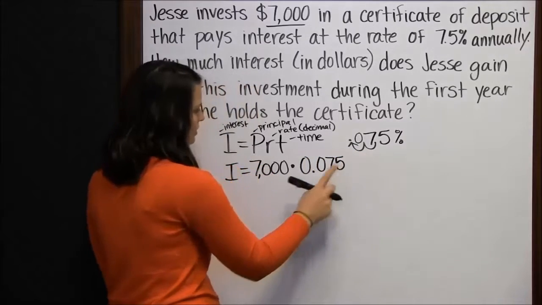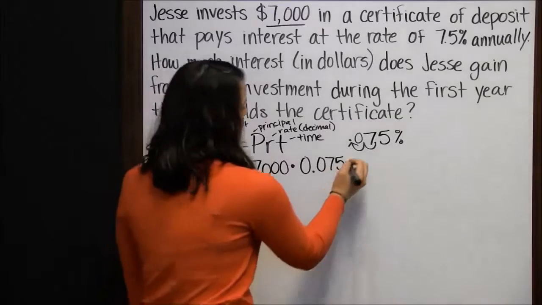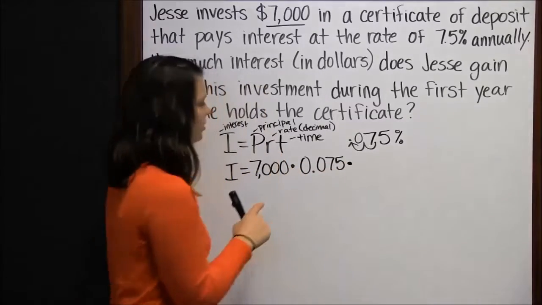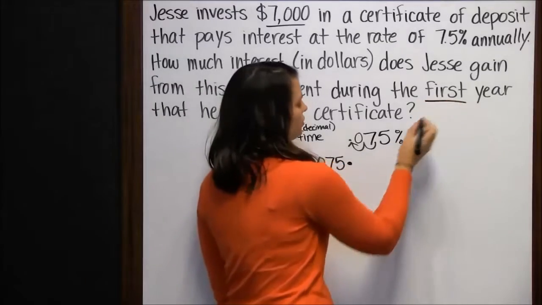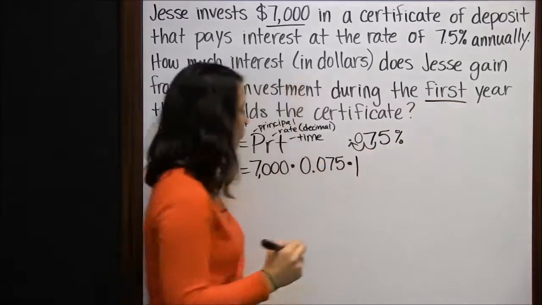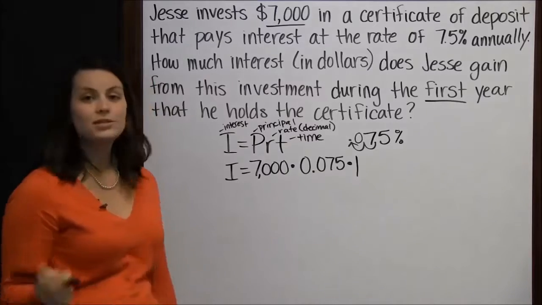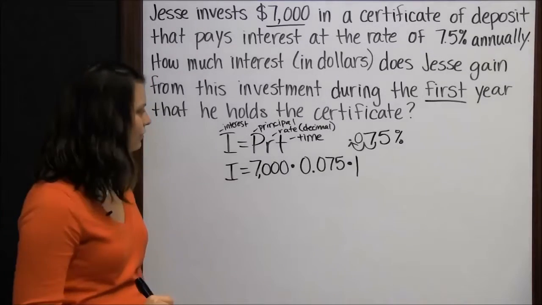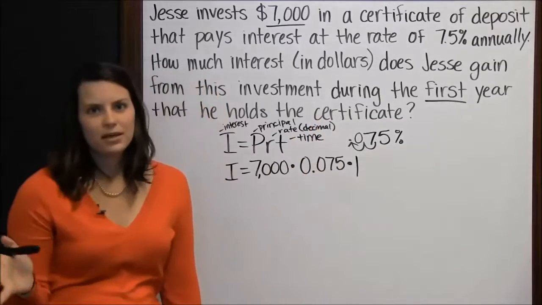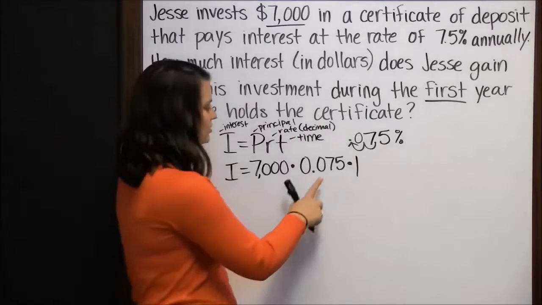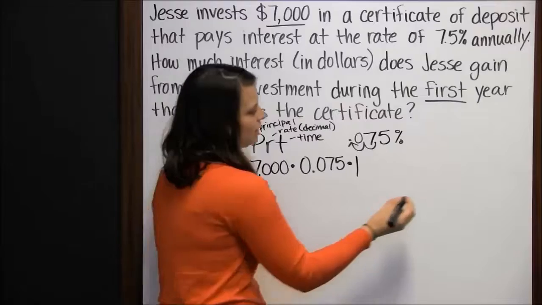75 thousandths, and then times the year, or the time, and we're just trying to find out about the first year. So that means it's been in there for 1 year, and then we just need to multiply those things together. So 1 times anything is just that, so I can really ignore that. So I just need to multiply these 2 numbers together.